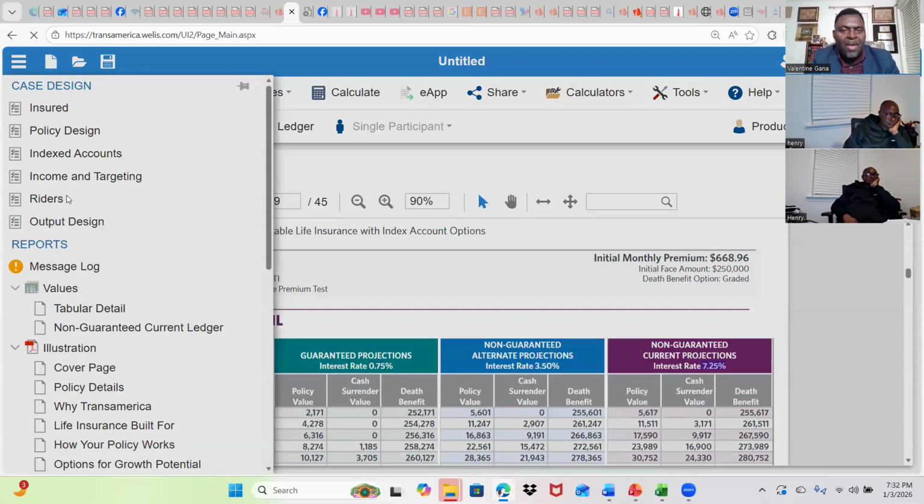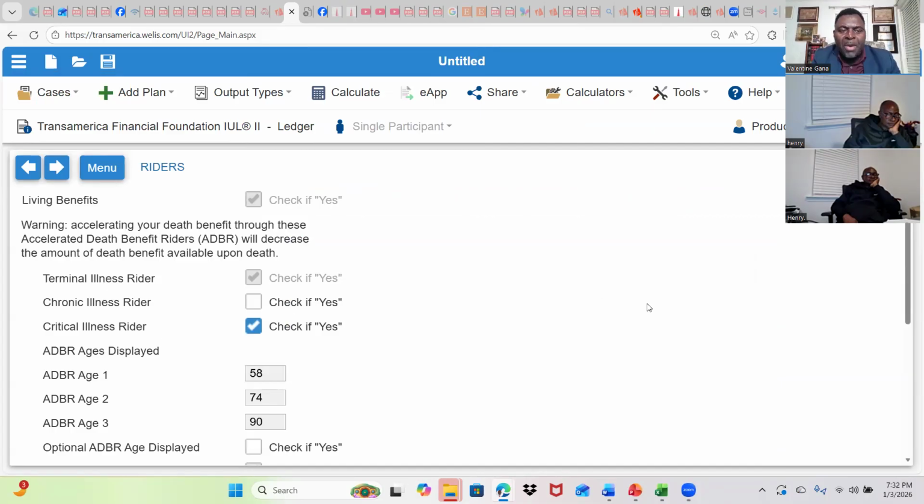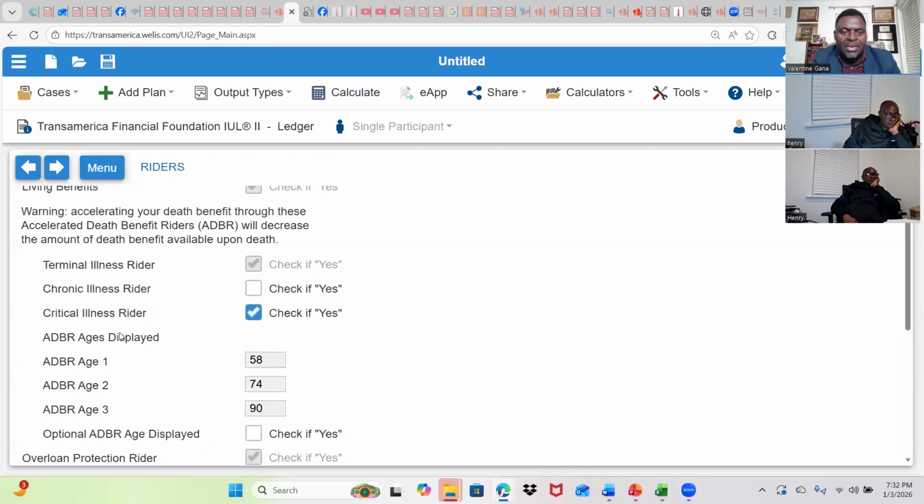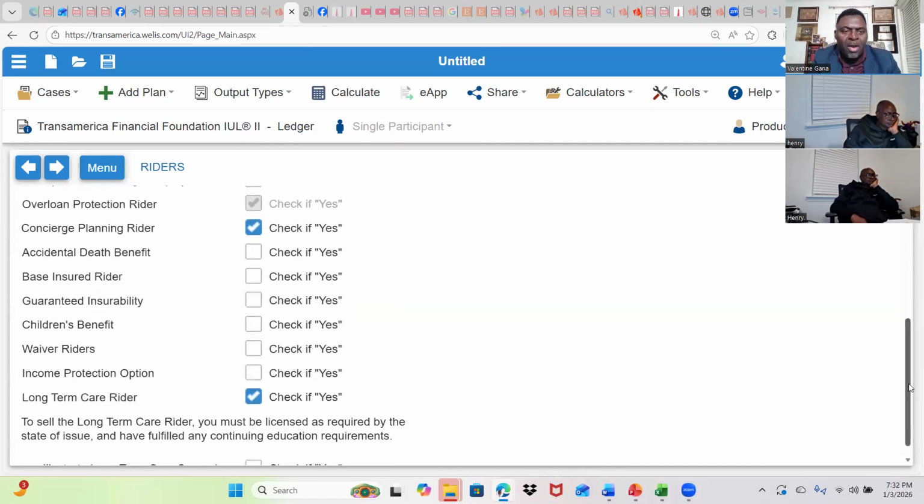See, we have riders here. Remember, we came and we added these riders here. Rider for chronic illness, critical illness, terminal illness. You scroll down, you have all of these riders. Overloan protection rider, concierge planning rider, accidental death benefit rider, base insured rider, guaranteed insurability rider, children's rider, waiver riders, income protection rider, long-term care riders. These are all riders that attach to the policy and make that policy do certain things.